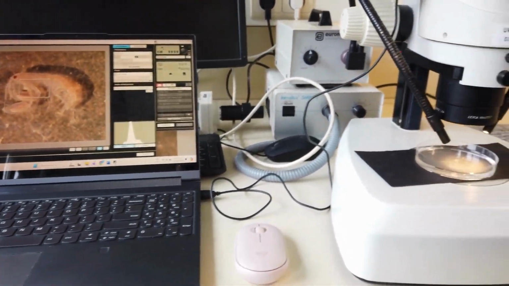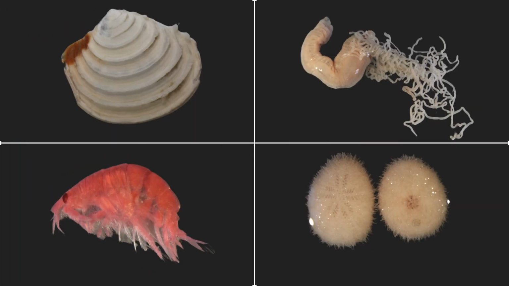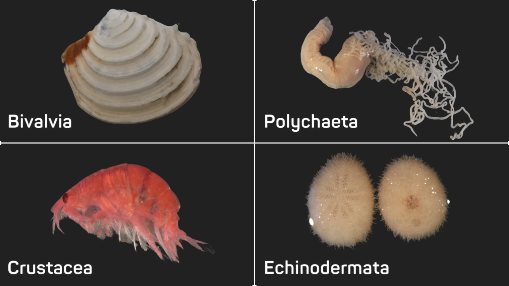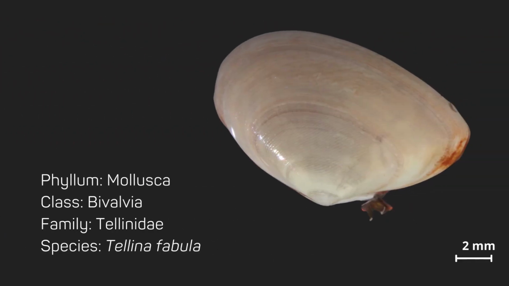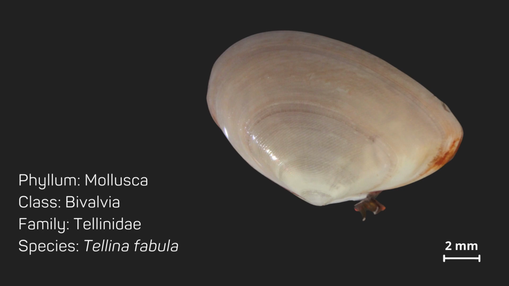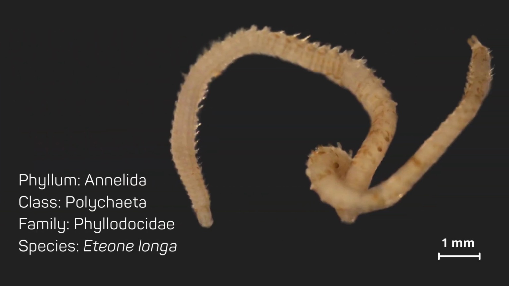Organisms can be documented photographically using a camera attached to the stereomicroscope. The most common inhabitants of soft sediments are bivalves, bristleworms, small crustaceans, and echinoderms. These are some of the organisms that can be found in the Belgian part of the North Sea. It is important to remember that the composition of macrofauna can vary depending on the specific habitat.